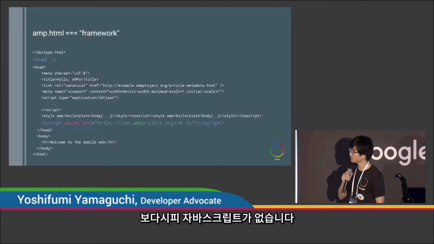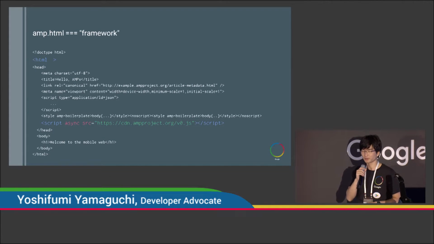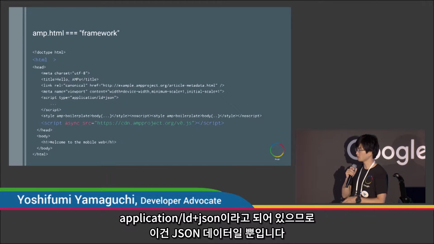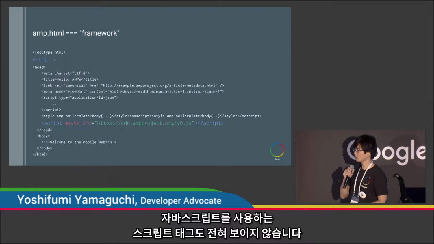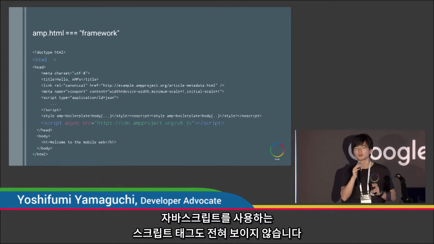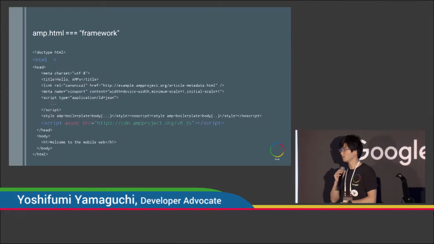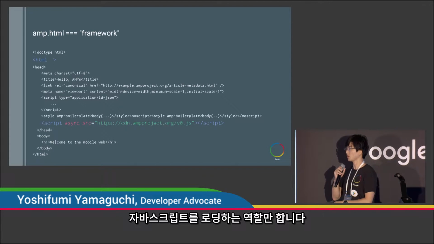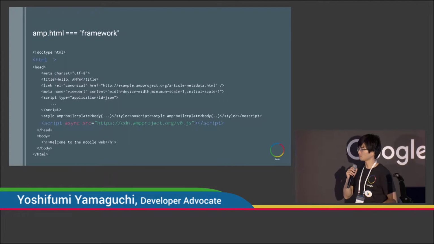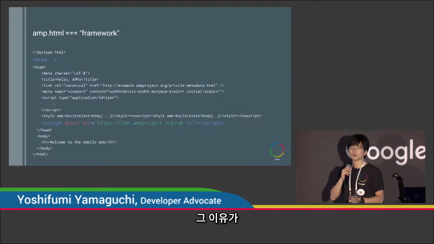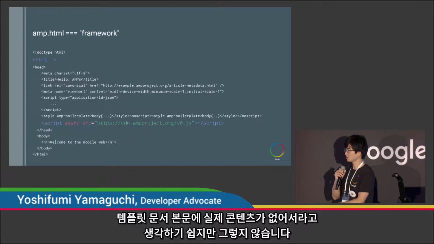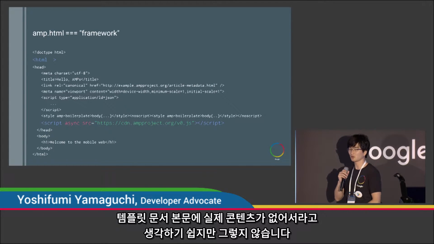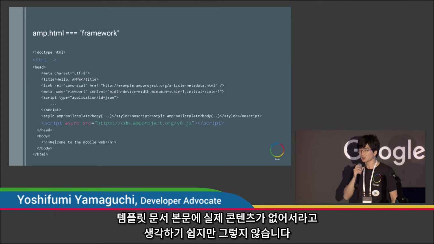As you see, it doesn't have any JavaScript. If you see here, this is application/ld+json, which is just JSON data. And then you don't see any script tags using JavaScript inside this. Well, this script tag is calling cdn.ampproject.org/v0.js, but this is just loading the AMP library. And I think that is because this template doesn't have any content inside the document body.